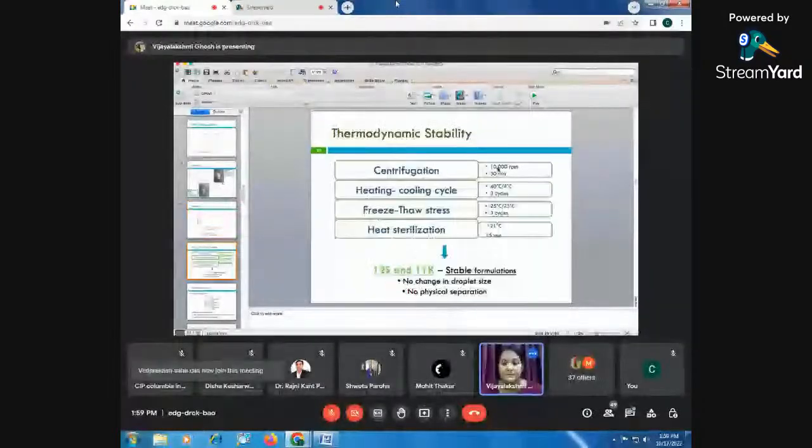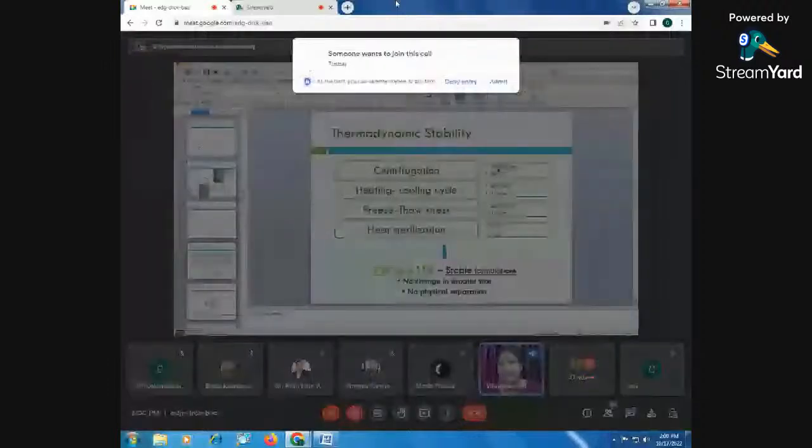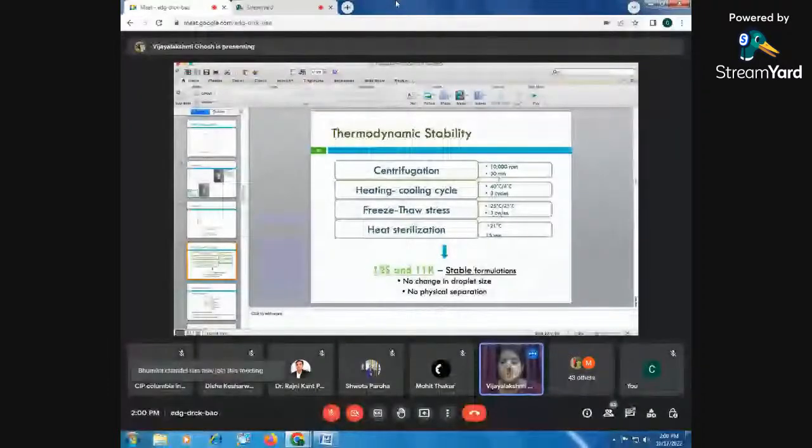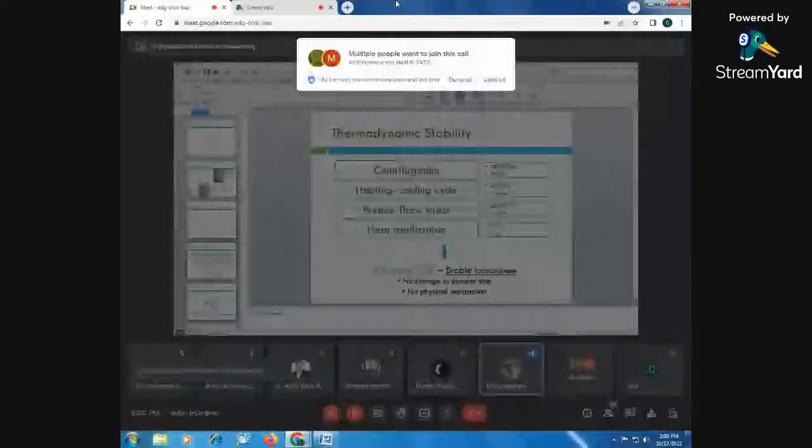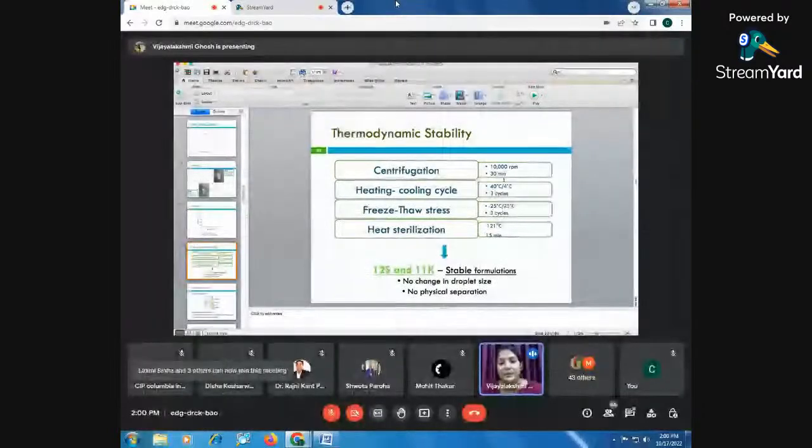After checking kinetic stability by keeping at room temperature, we also checked the thermodynamic stability of our formulations by centrifuging at 10,000 RPM for 30 minutes, then by subjecting them to heating cycles, that's 4 degrees centigrade and 40 degrees centigrade and 4 degrees centigrade alternately for 3 cycles. Then freeze and thaw, by keeping at -25 degrees centigrade and 25 degrees centigrade alternately for 3 cycles.